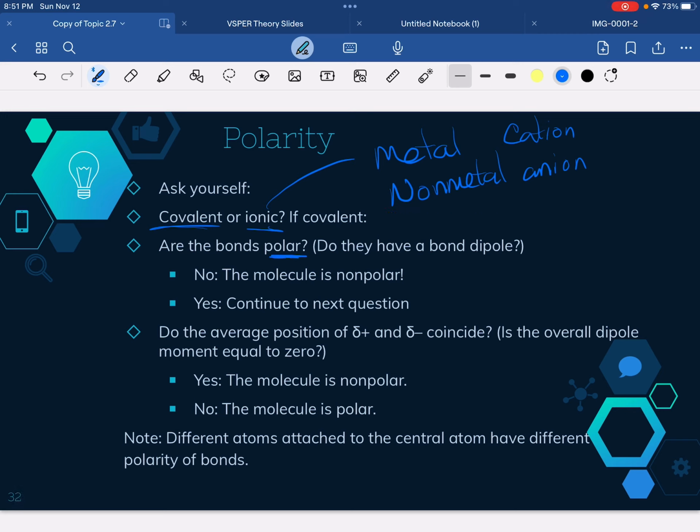So, are the bonds polar? If the bonds are polar, then you have to continue through the flow chart. If you say no, the bonds are not polar, then the molecule itself is also nonpolar. You must have polar bonds to make a polar molecule. Then you're going to look at the average position of the partial positive and the partial negative. That is, does the overall dipole cancel? Does it equal 0? If it cancels, then it is nonpolar.